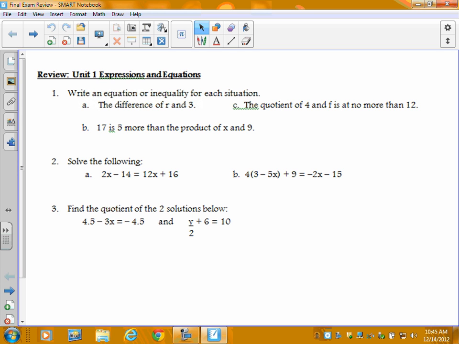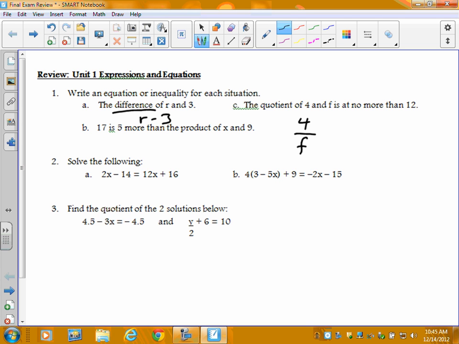The expressions and equations. First one is the difference. Difference means what? Subtract. So the difference of r and 3 is r minus 3. It says the quotient is 4 and f. So the quotient of 4 and f is no more than 12. Less than or equal to 12.